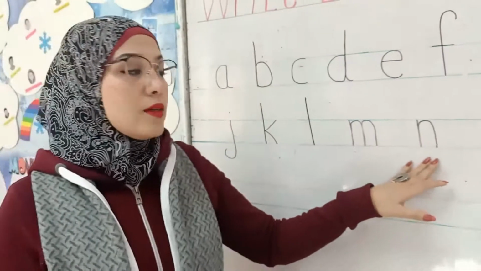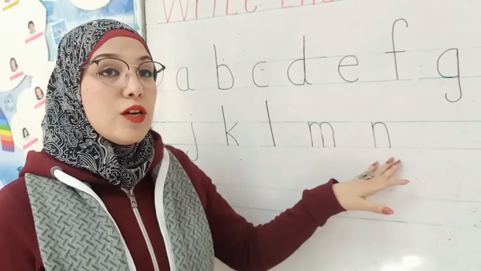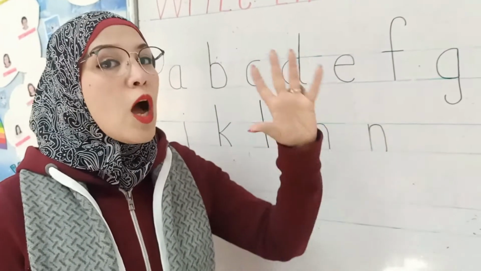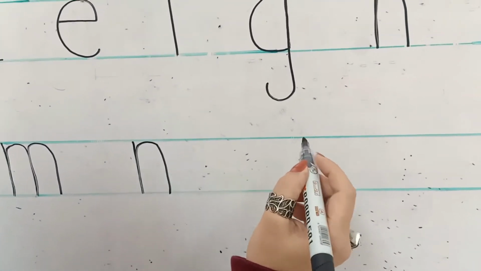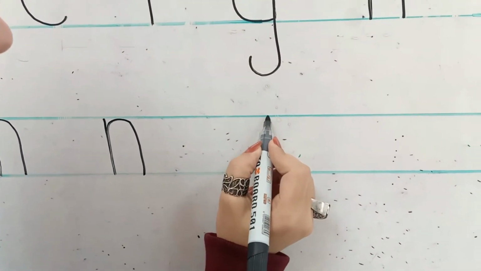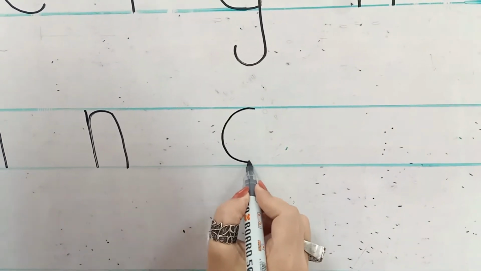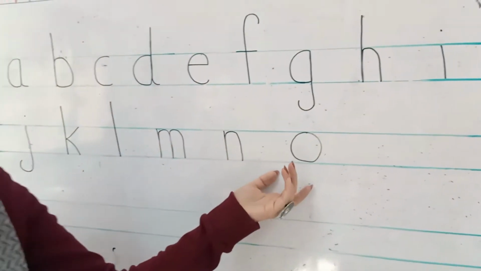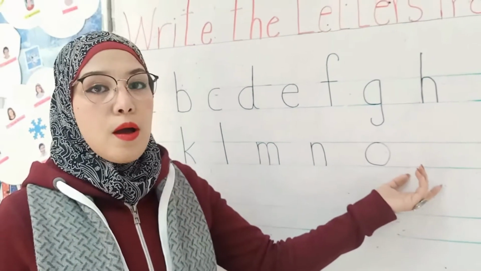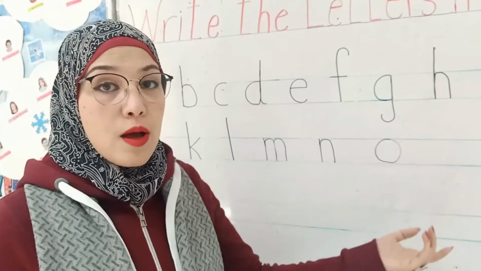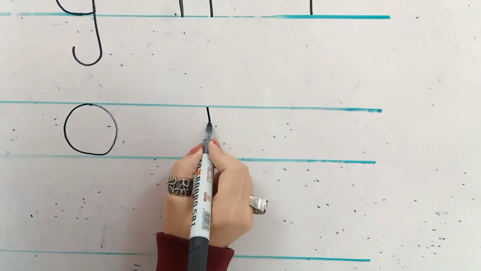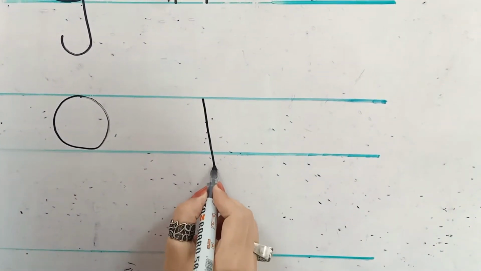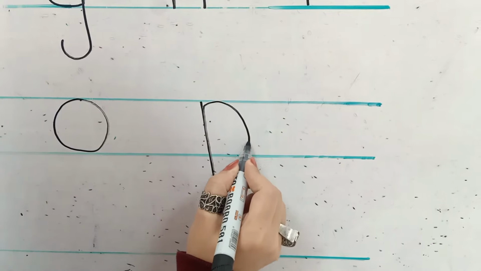After N comes O. How to write letter O, KG1? Super, super. Starting point, circle and stop. After O comes P. How to write letter P? Starting point, down in a long stick, up and half a circle.